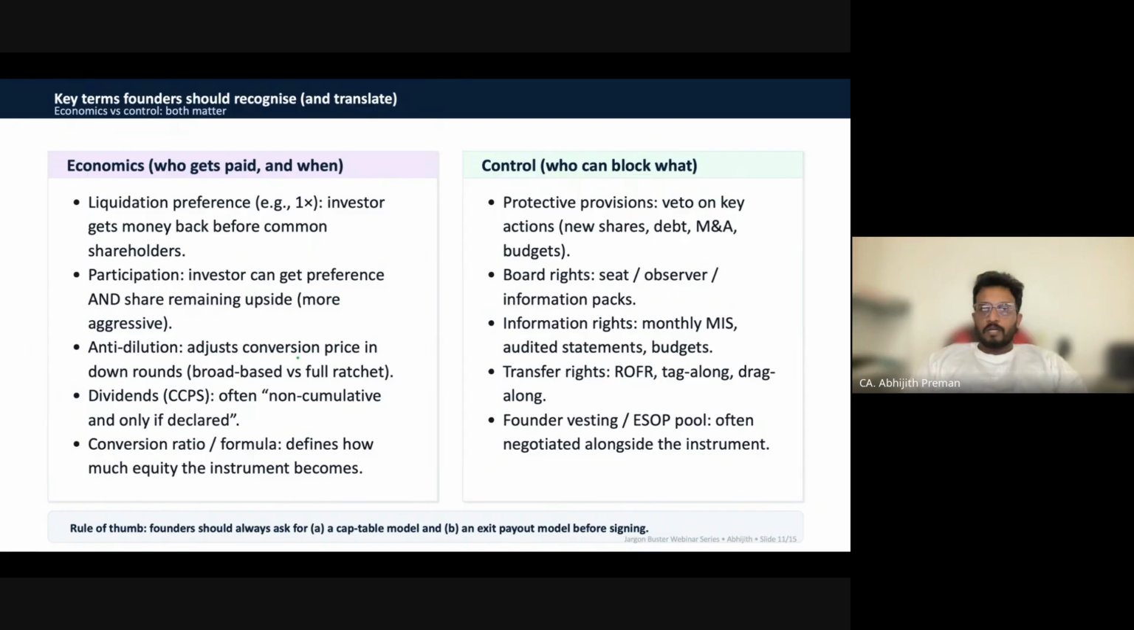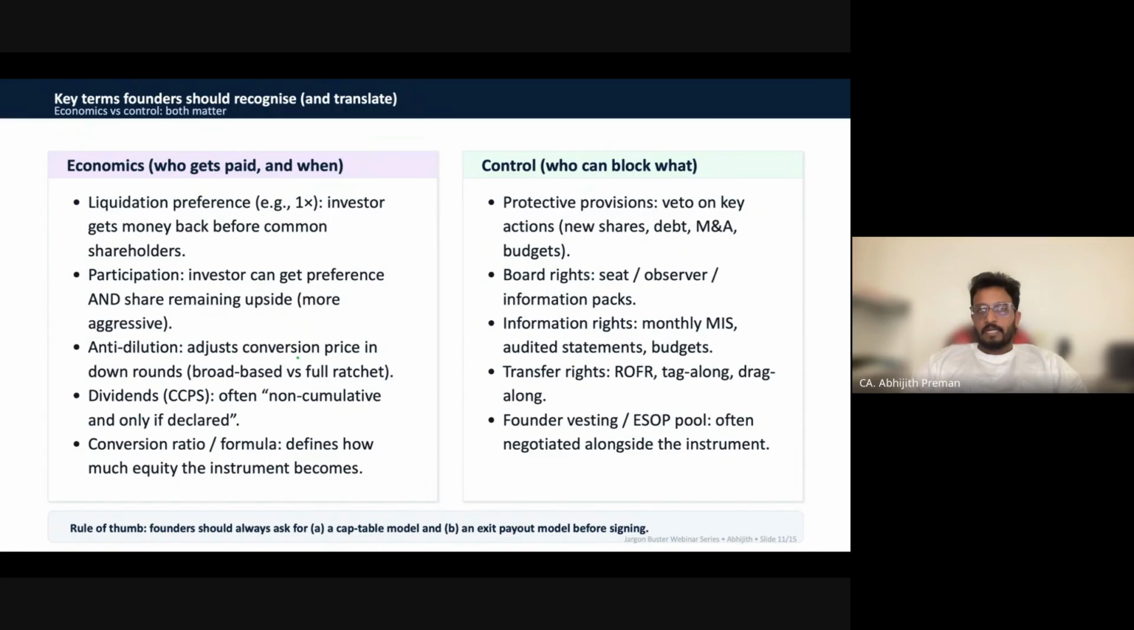Then from the control aspect, who can block what? So protective provisions: veto on key actions like new shares, debt, M&A, budgets. All those things are typically the conditions where investors are involved. You'll have to get an approval from the investor before proceeding on a few things. Typically in a shareholders agreement, we write those things as reserved matters. For what is mentioned in the reserved matters, you will have to get approval from the investor before proceeding, for issuing new shares, for taking loans, if you're going for an M&A, or if your budget exceeds 10% of what you have planned.